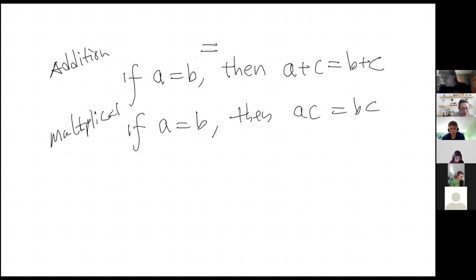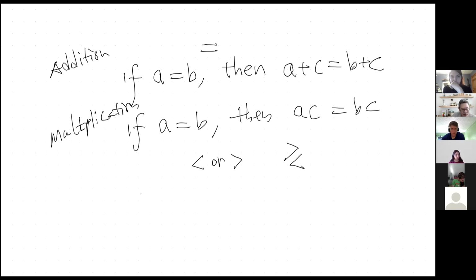Okay. Then we're dealing with inequality, less than or greater than. And sometimes we just write it like this, meaning less than or greater than. It can save some time. Then we have basically the same two properties.